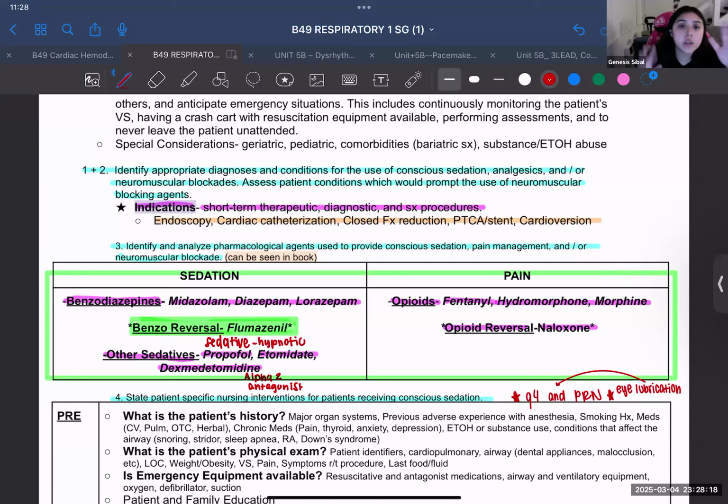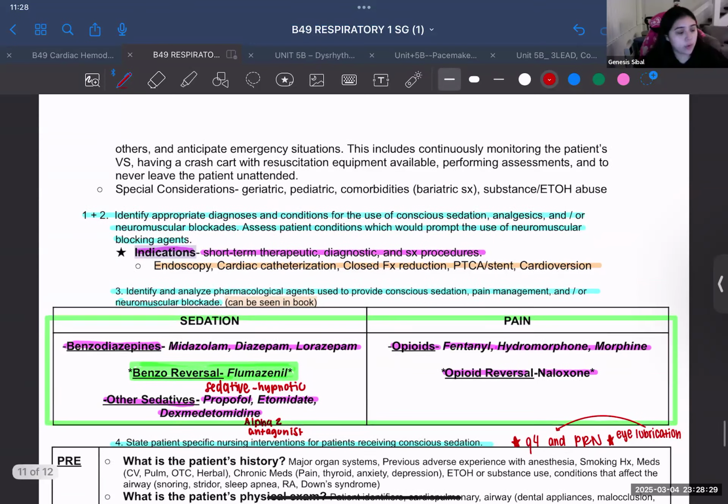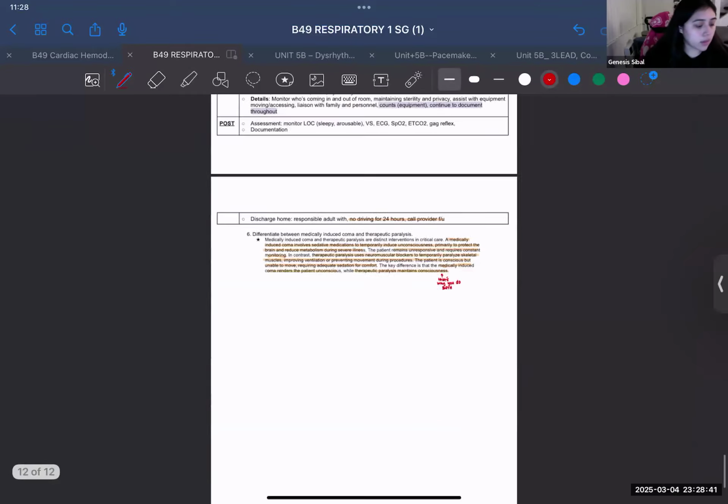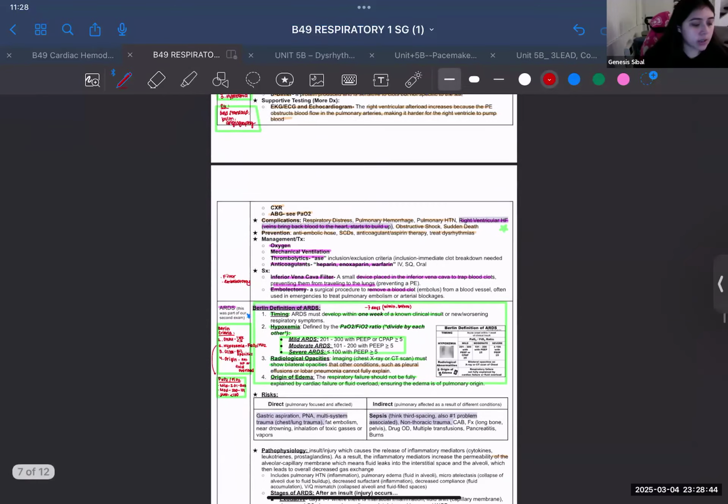She says Q4 PRN. That's not correct, because that means you're going to give it as needed, but every 4 hours, right? It needs to be every 4 hours and as needed. So make sure you're doing that for the eye lubrication for at least whenever your patient is being ventilated, or if they're paralyzed, sedated, whatever it is. If their eyes are open, you can go ahead and give them the eye lubrication. Because she says it's super uncomfortable, and I would agree with that. But other than that, that's pretty much it for that section.